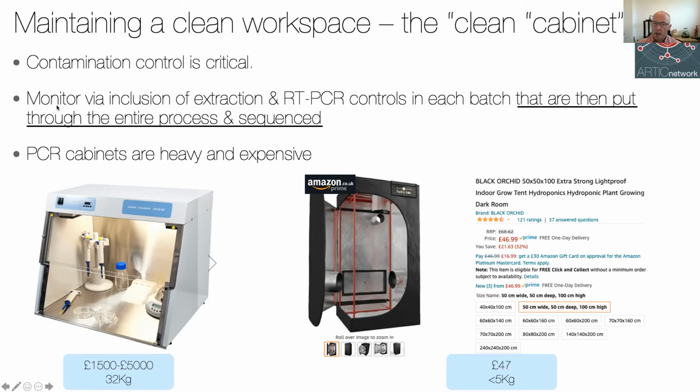Monitoring contamination through the sequencing process is absolutely critical to ensuring you're generating robust data. Every single batch of sequencing should include an extraction control, which is extracted at the same time that the samples are extracted, and an RT-PCR control, which will go through the entire process, and sequence is generated on these at the end. Failure to do so means that you are not generating sequence which you can be 100% confident is clean.